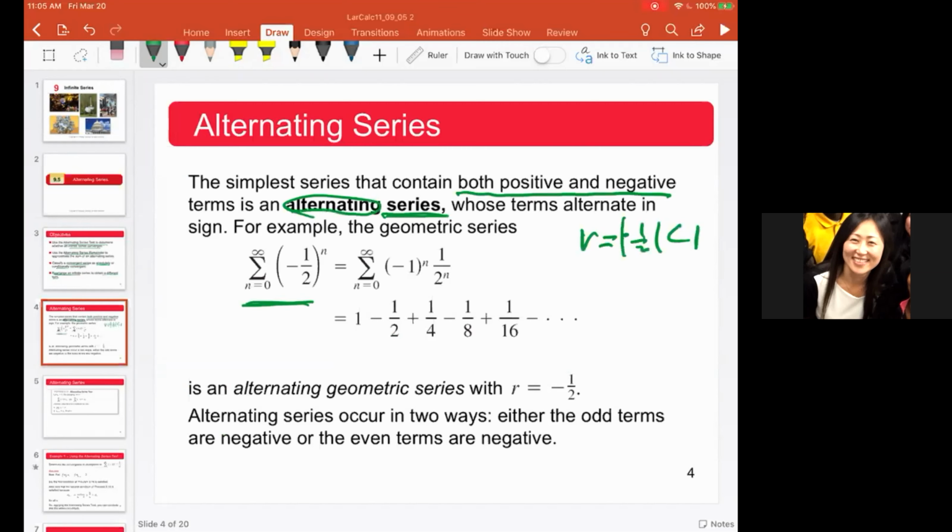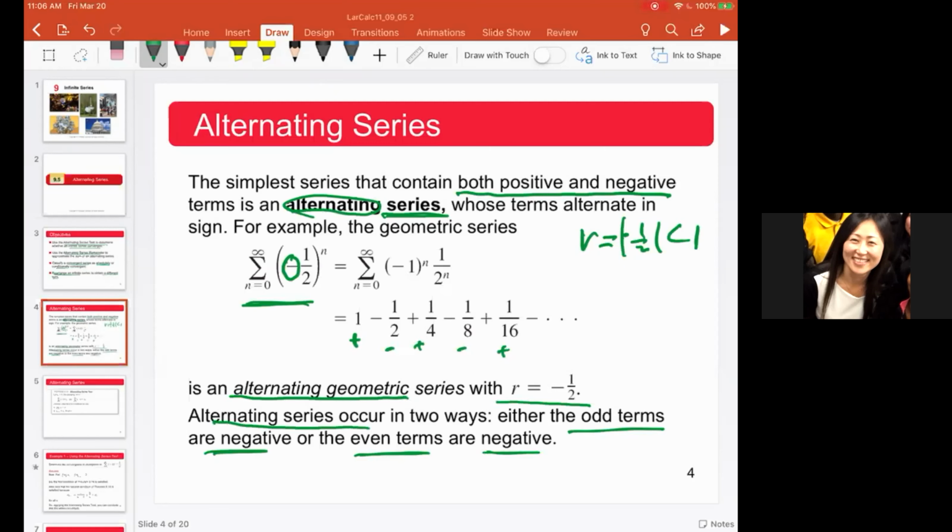But let's do this one. Since there is a negative in the front, it alternates, starting with a positive and then negative, positive, negative, positive. This is an alternating geometric series, where r is equal to -1/2. Alternating series occur two ways: either odd terms are negative or even terms are negative. So this is an example of an alternating series.